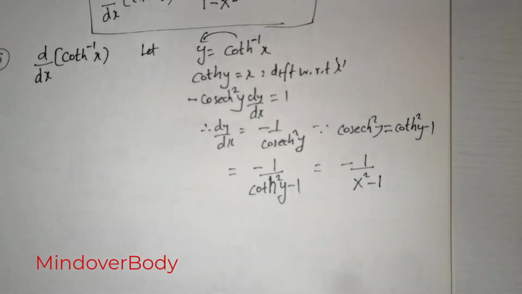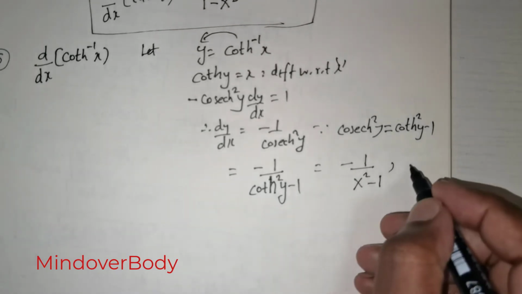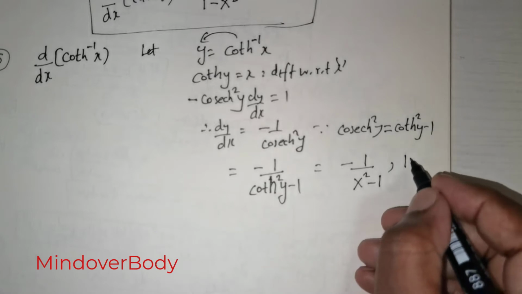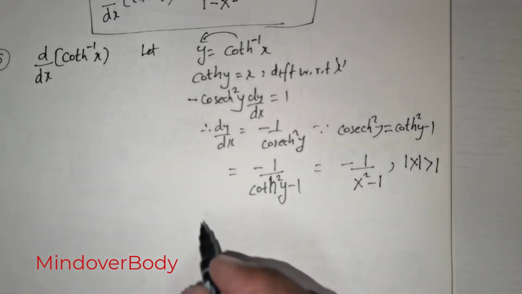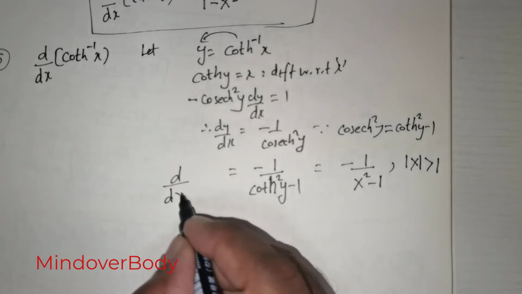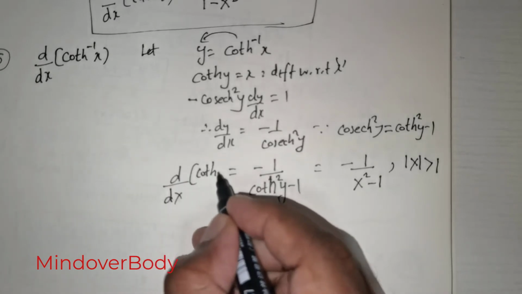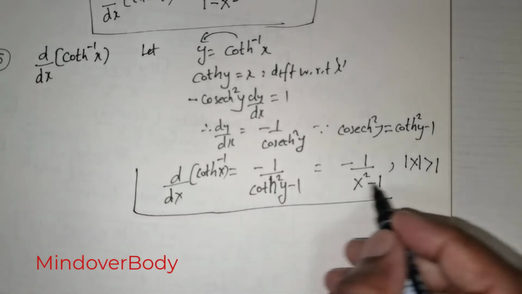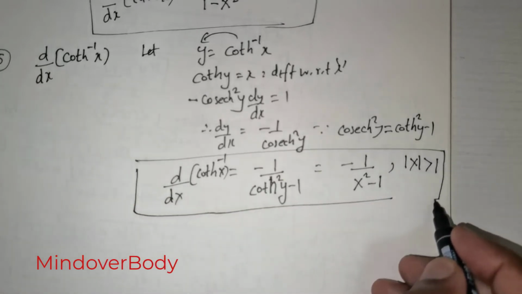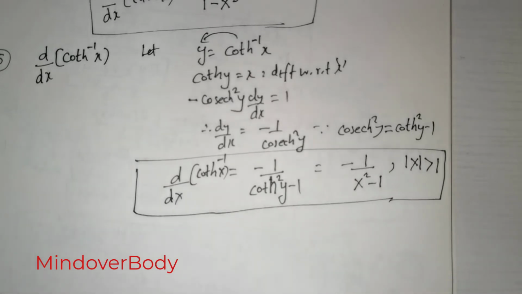So as always this is only valid for modulus of x greater than 1. So this is what we get when we differentiate hyperbolic cot inverse of x. So this is a very important result which we will have to remember.